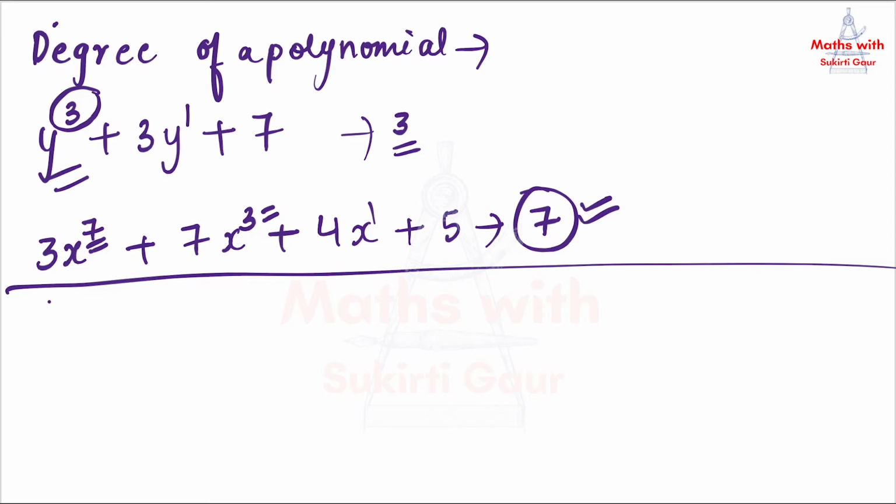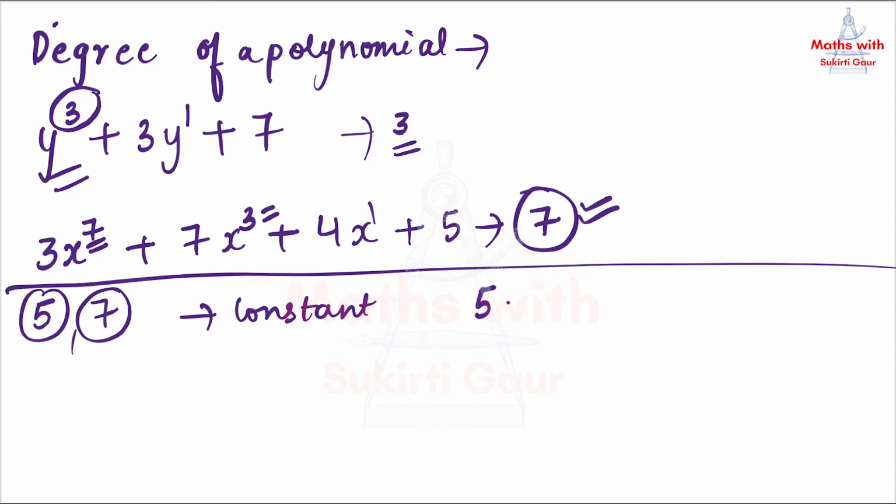Now, as we have already learned, 5 or 7 in the first one are constant polynomials. So what is the degree of these constants? If I write 5 as 5x to the power 0, will it be wrong? No, because x to the power 0 is 1. So the power of variable is 0 over here, and the highest power of this variable is again 0. So the degree of this polynomial will be 0.